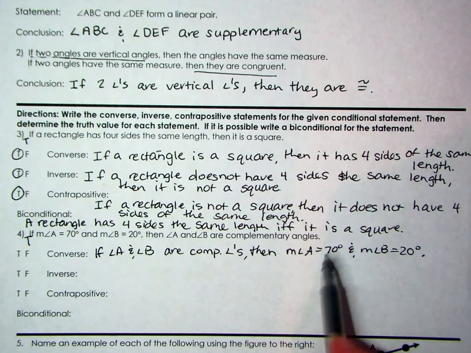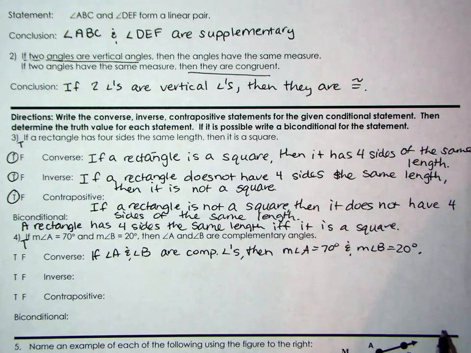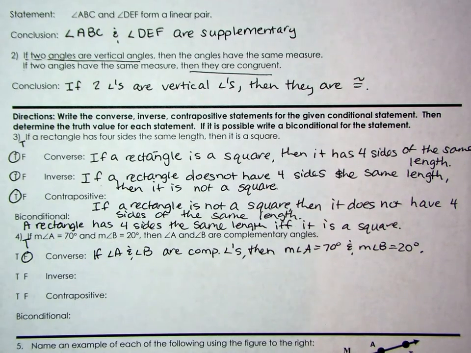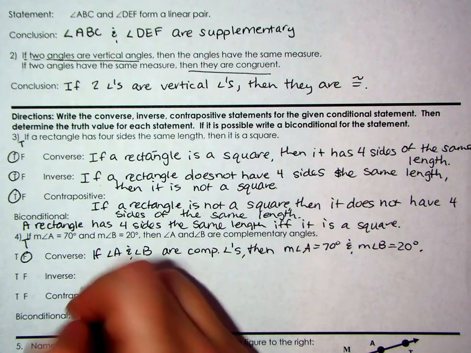Well, that's not true because A could be some other measure. Like A could be 60 degrees and B could be 30 degrees. That would still make them complementary angles. So our converse is actually false. Now let's go ahead and look at the inverse where we negate this.